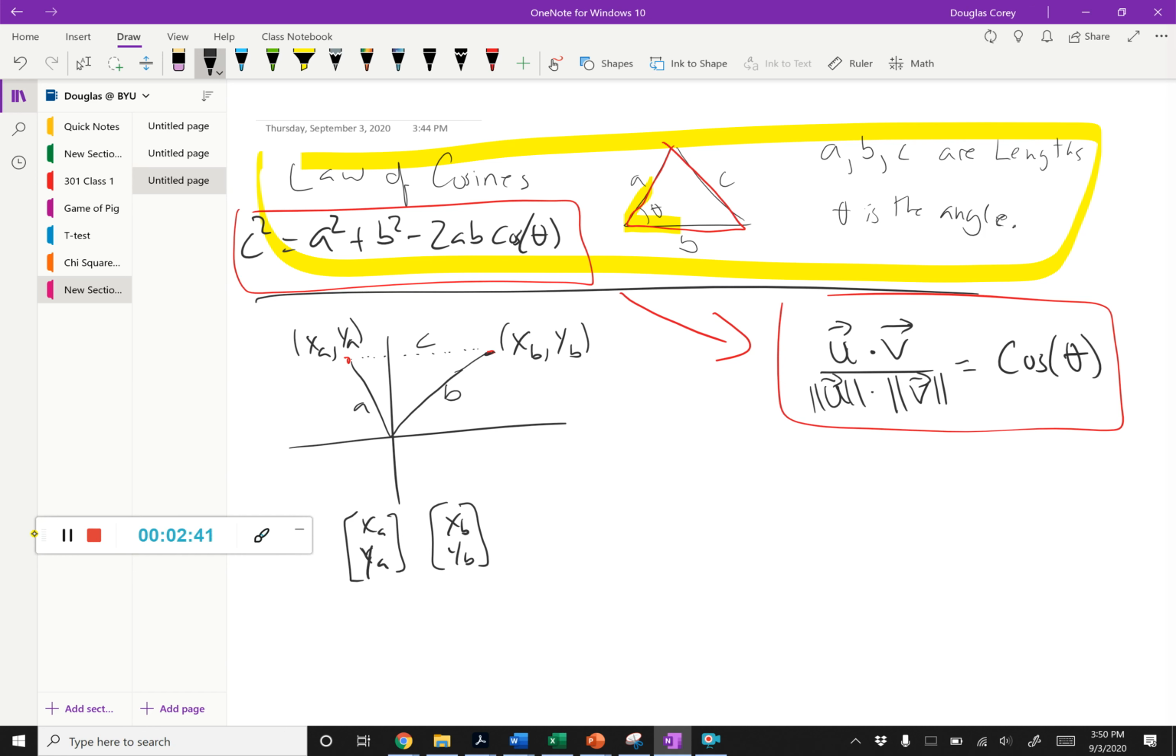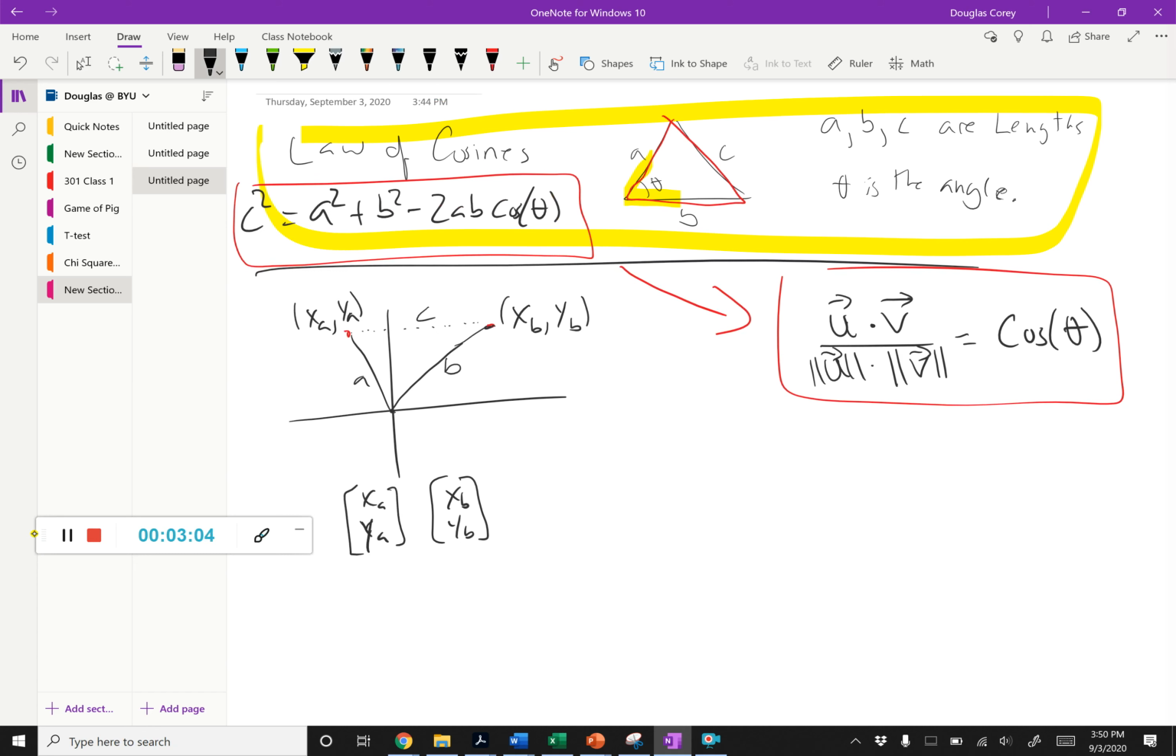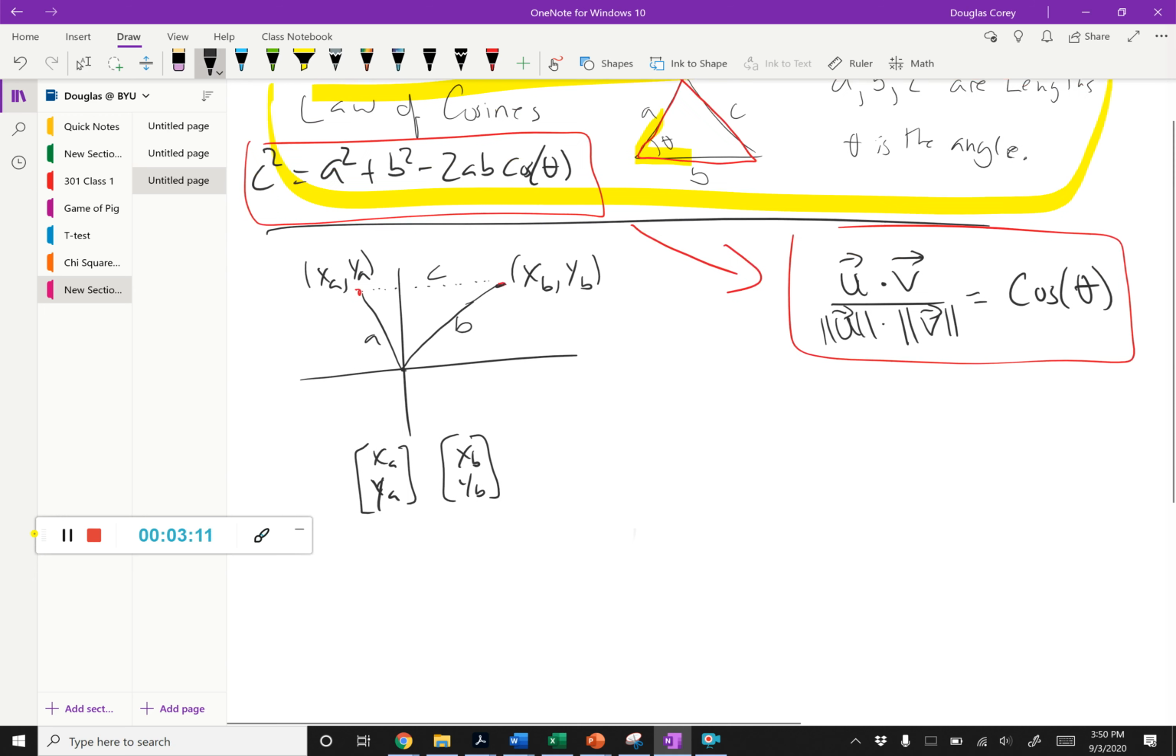So in the way we've set it up now, a is just the distance from the origin up to the point x a, y a, and b is the length of the other one. So a and b aren't vectors; they're the lengths of those lines, or the lengths of those vectors. So we have to translate the a's and b's in the law of cosines to what they mean in terms of x's and y's.